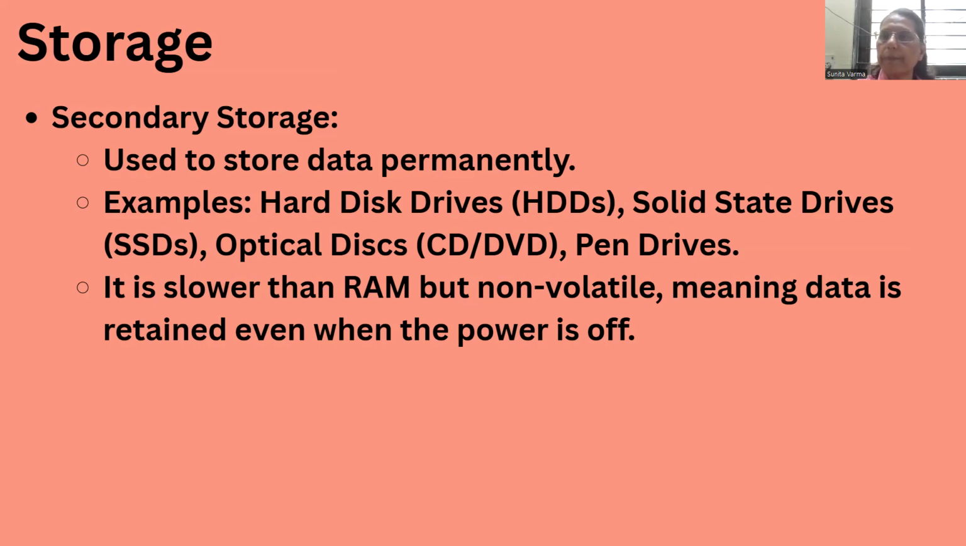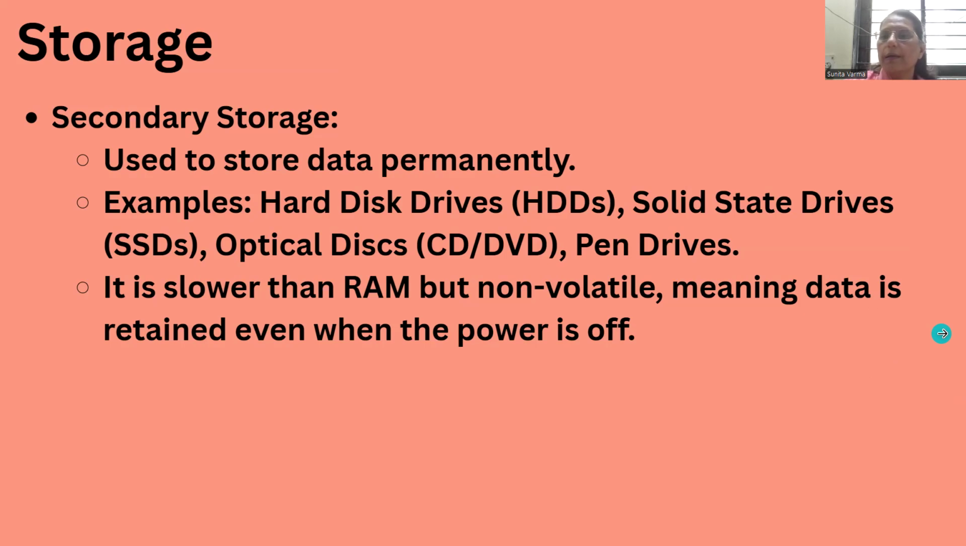The data is stored permanently, whether you switch off the computer or your computer is not working, still the data is there. Whenever you again switch on your computer, your data is available in the hard disk or SSD or on the CD or on the pen drive. You can access the data, which is again copied into the memory, the computer performs its task and permanently stores it into the secondary storage.